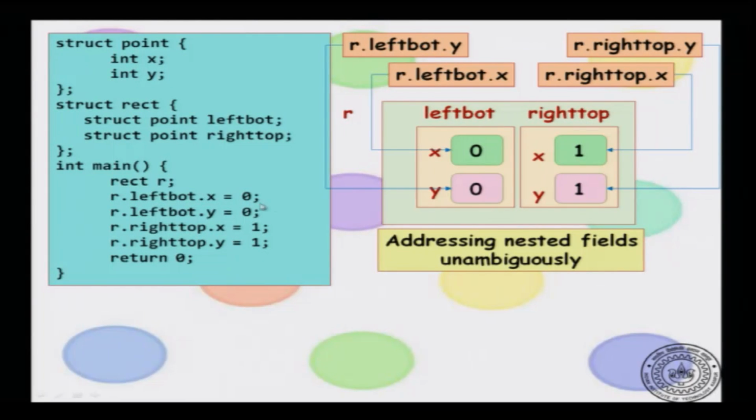So, I will say that this rectangle's left bottom is 0 0 and its right top is 1 1. Okay. So, after running this code, this is the state of the memory. I will have a rectangle r, and its left bot dot x is 0, its left bot dot y is 0, its right top dot x is 1 and its right top dot y is 1.